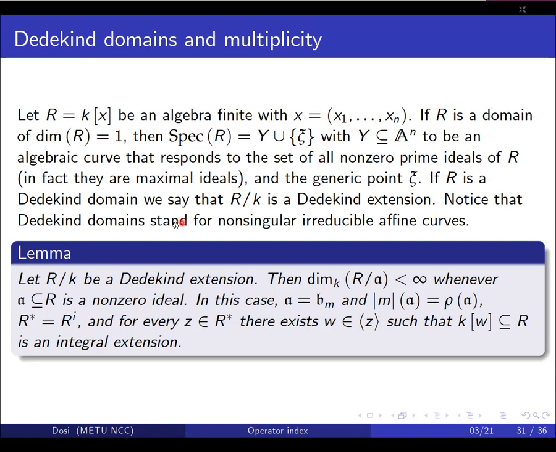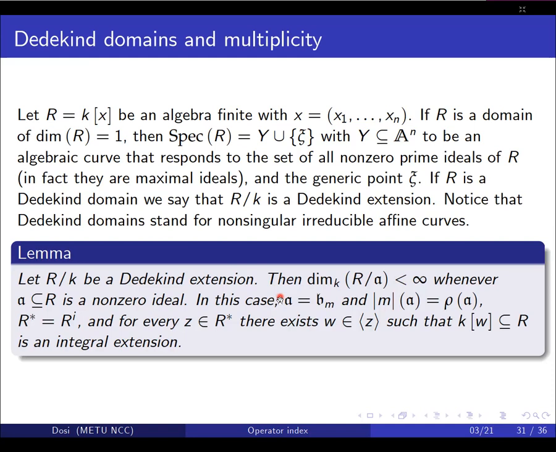Well, if R is Dedekind, we used to say it's a Dedekind extension, right? So if this coordinate ring is Dedekind, that's exactly what stands for non-singular irreducible affine curves. Yeah, look, in the case of Dedekind, the dimension of every quotient with respect to a non-zero ideal, well, in general, R is an infinite dimensional space. If you look at R as a vector space of our case, it's infinite dimensional, but the quotient with respect to every ideal turns out to be finite.